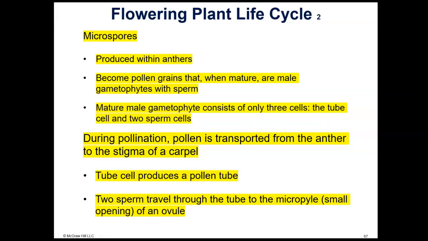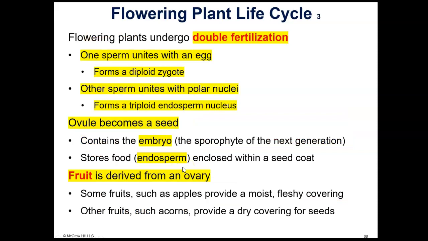So what happens during pollination of a flowering plant is a process called double fertilization, and that's because there are 2 sperm cells. And we'll talk about what they do. Double fertilization involves 1 sperm uniting with the egg, and that's going to form the diploid zygote. So that will become the embryo within the seed. The other sperm is going to unite with one of the polar nuclei, and that's going to form the endosperm, which will be the food for the embryo.